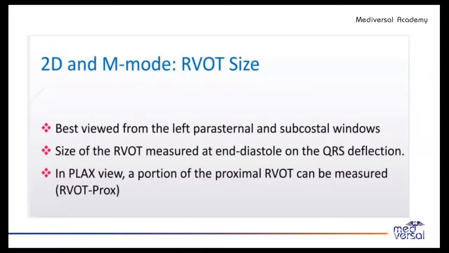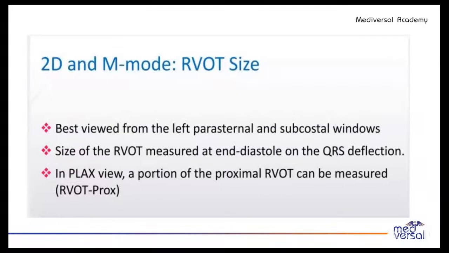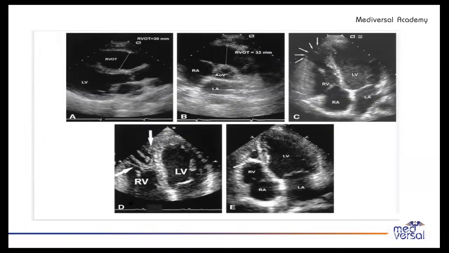Generally we will best view RVOT from left parasternal and subcostal views. Size of RVOT should be measured at the end diastole or at the QRS deflection. In the PLAX view, proximal RVOT can be measured. See here, the first image showing the parasternal long axis view, where we are taking the RVOT measurement. End to end we have to measure.